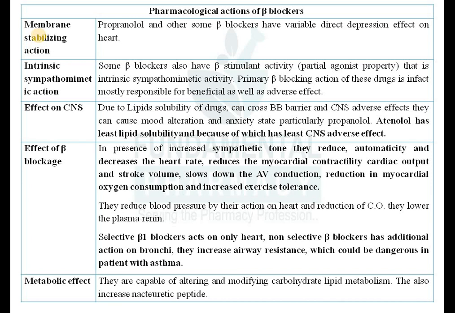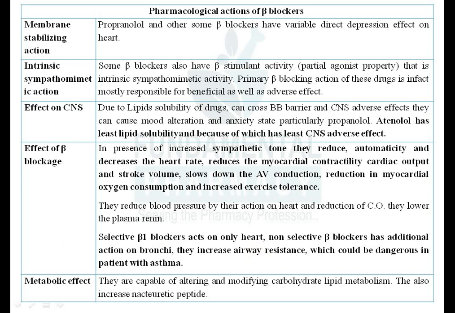They will reduce myocardial oxygen consumption and increase the exercise tolerance. Means ultimately they are depressing your heart because of beta blocking activity. They are reducing the heart rate, myocardial contractility, cardiac output. They are slowing down the conduction velocity. They are reducing the myocardial oxygen demand, oxygen consumption. Okay, so ultimately they are reducing your blood pressure.